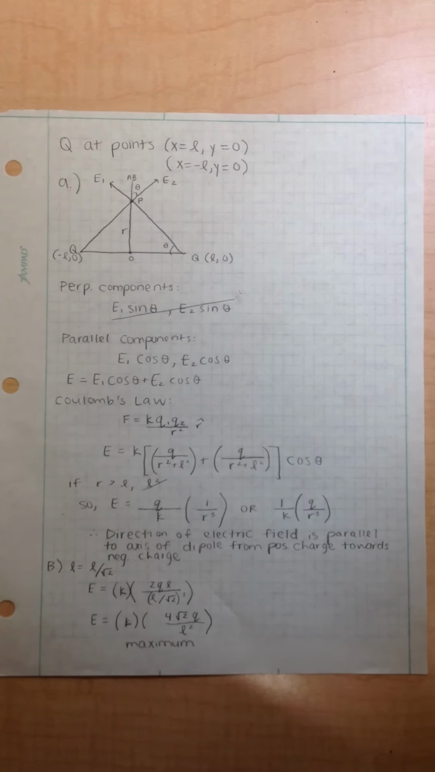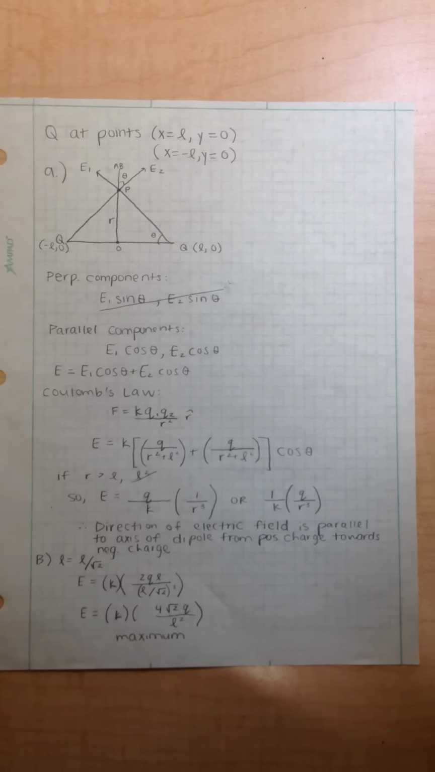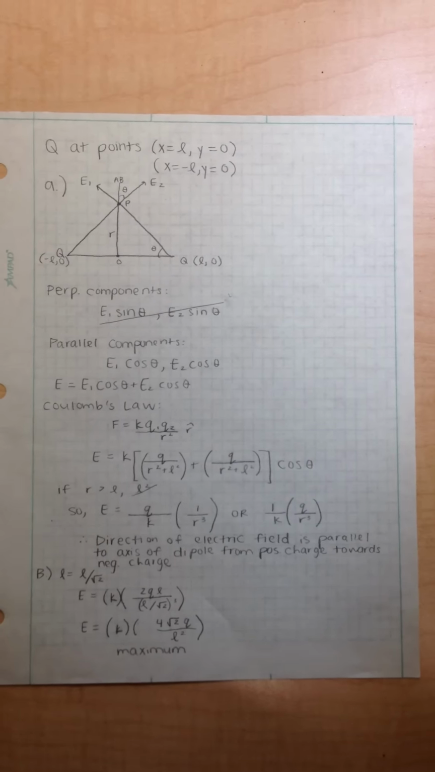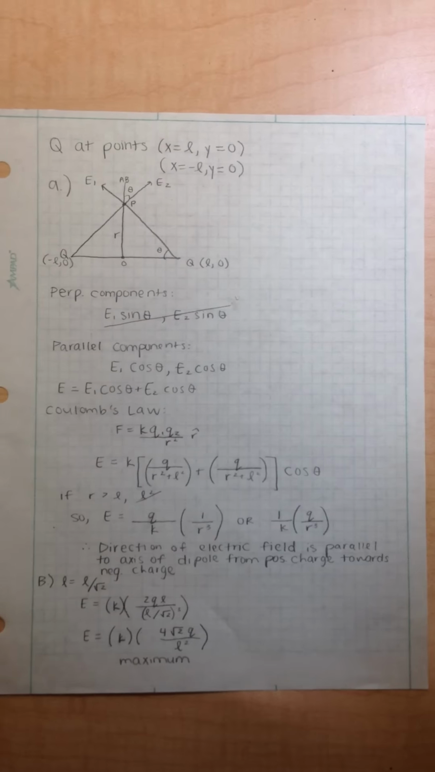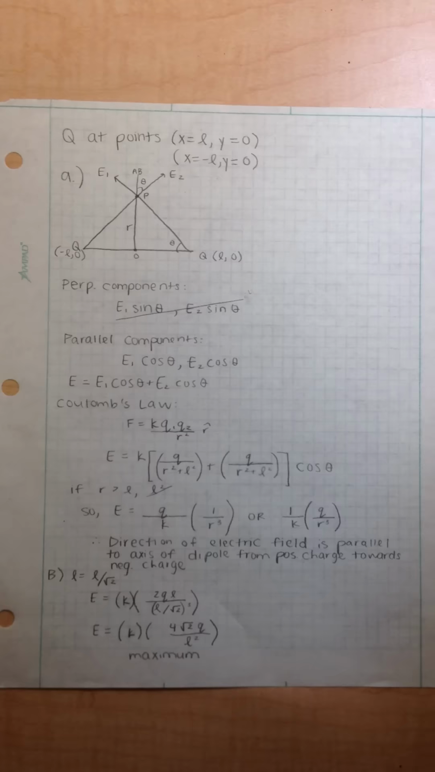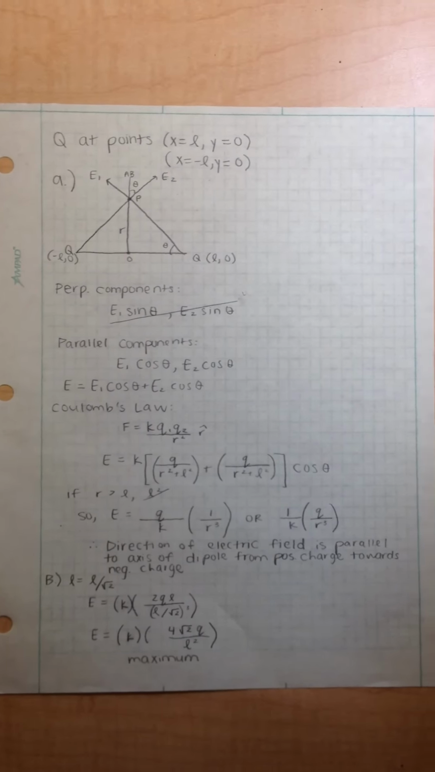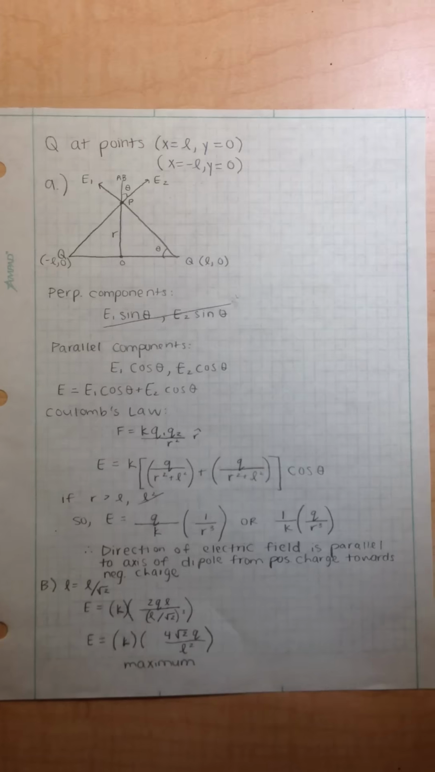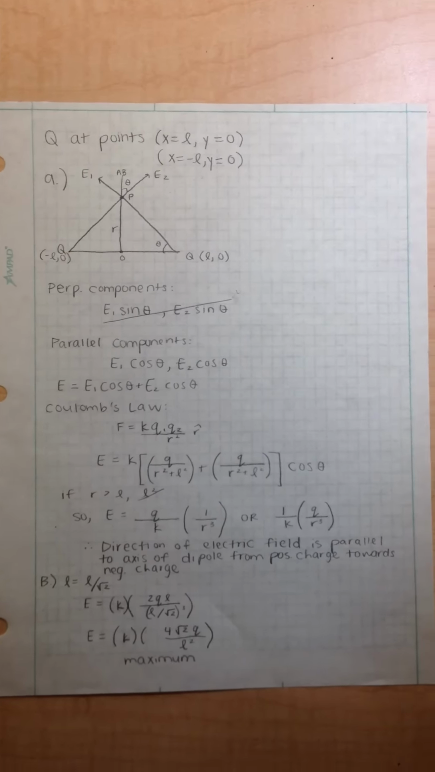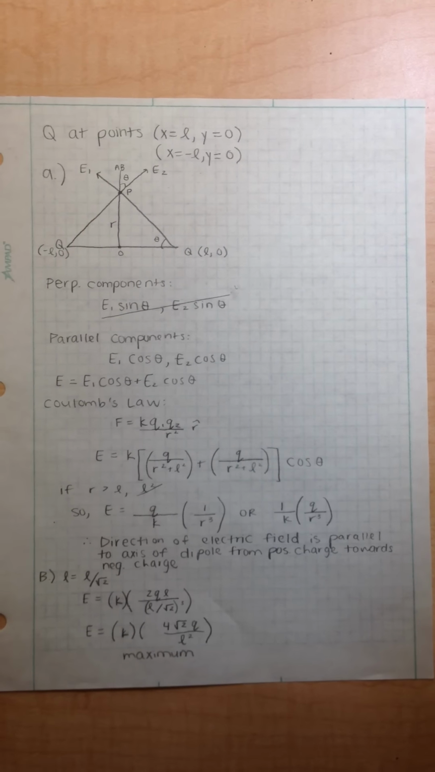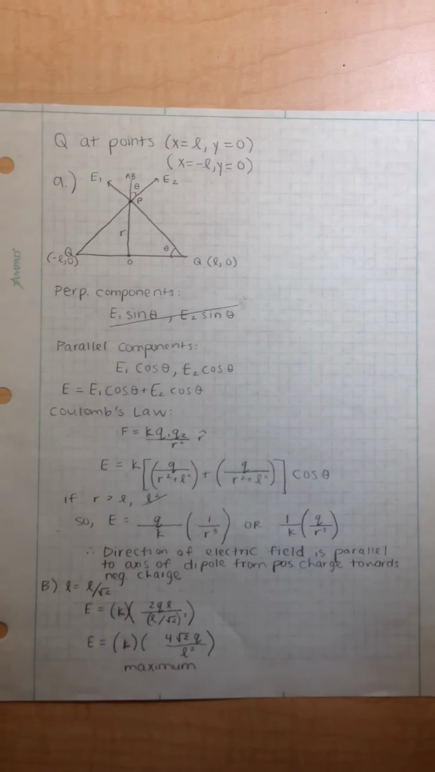Two equal charges, Q, are positioned at points x equals L, y equals 0, and x equals negative L, y equals 0. Part A asks to determine the electric field as a function of y for the points along the y-axis. Part B asks to show that the field is maximum at y equals plus or minus L over square root 2.